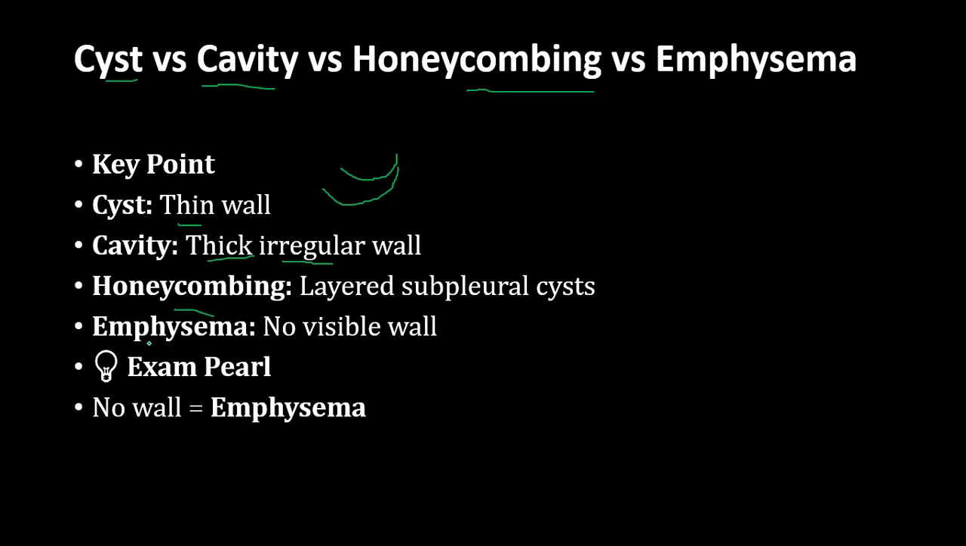Next is emphysema. You have to differentiate a cyst from emphysema, which usually has no walls. If a thin wall is seen, it's usually a cyst. If no circumferential thin wall is seen, then it's probably emphysema. The cavity has thick, irregular walls. Honeycombing shows a layered pattern of distribution and is usually subpleural in location. And emphysema has no walls.